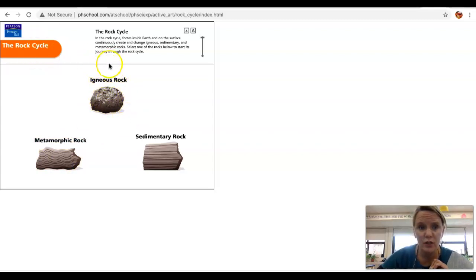Okay, we'll talk a lot more about this. This was just an introduction. We are going to do a lot of work with the rock cycle. So I will talk to you soon.